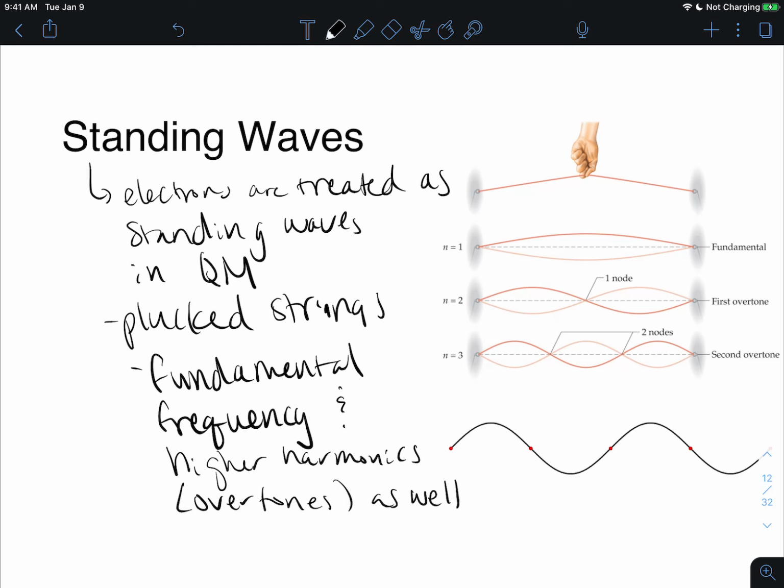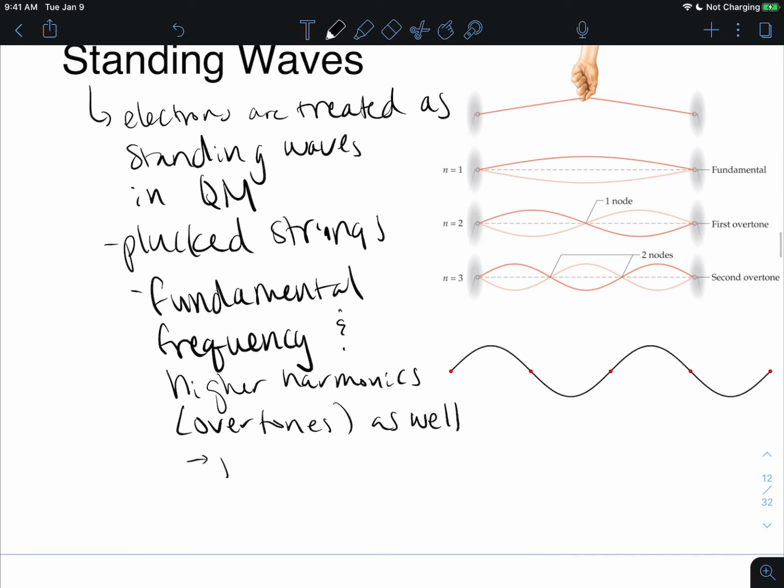When we get to a higher harmonic, our first overtone or second overtone, we're going to have points where we have zero magnitude, when our wave goes through the origin, basically. And these are called nodes. So in the case of an electron, this is when we have zero electron density.